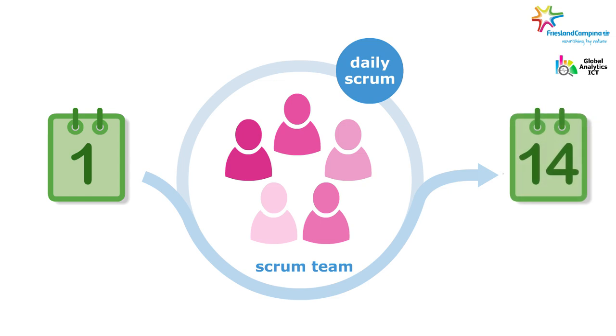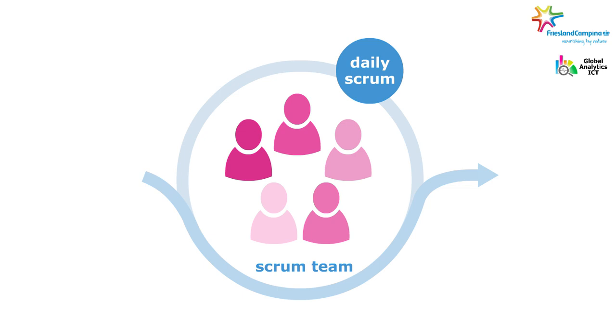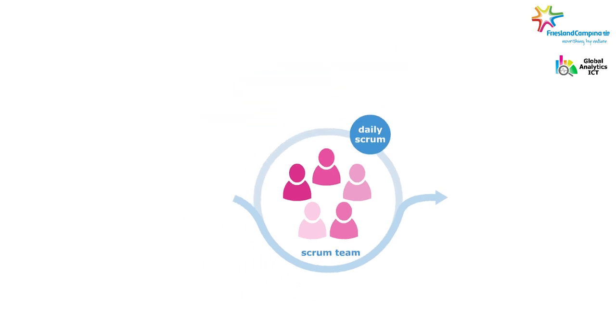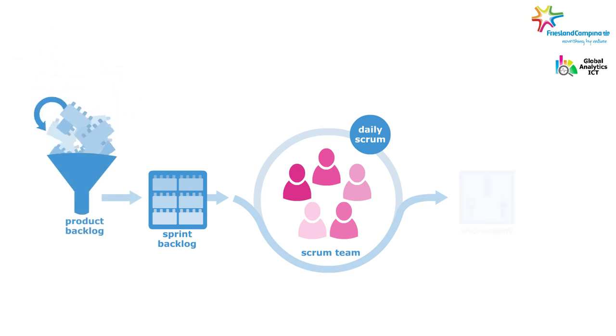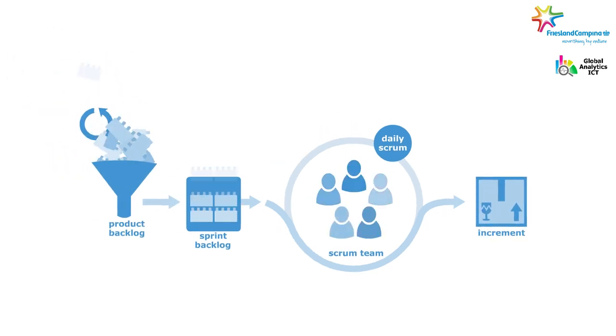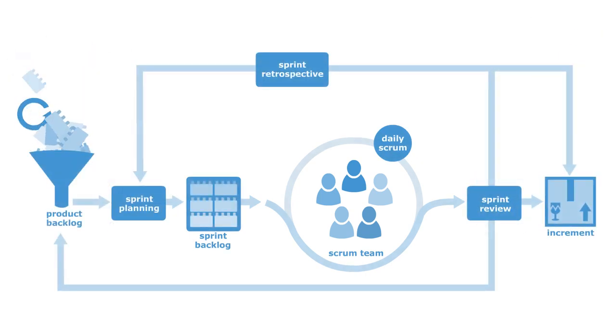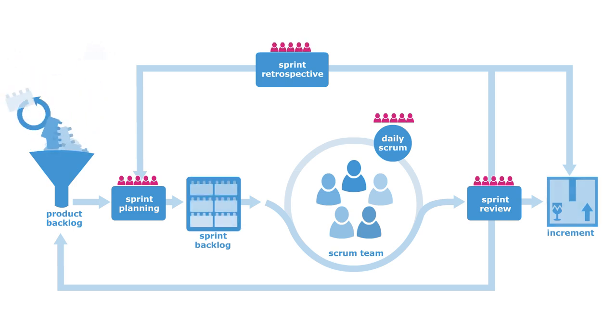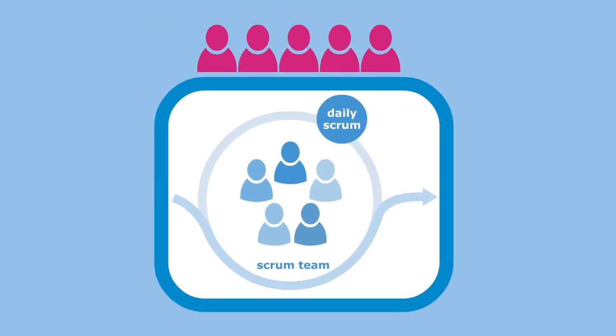3 concrete byproducts or artifacts are created in the course of the sprint to assist the team: the sprint backlog, the product backlog, and the product increment. Additionally, there are 5 moments when working groups come together, called events: sprint planning, daily scrum, sprint review, and sprint retrospective. The sprint itself is also seen as an event.